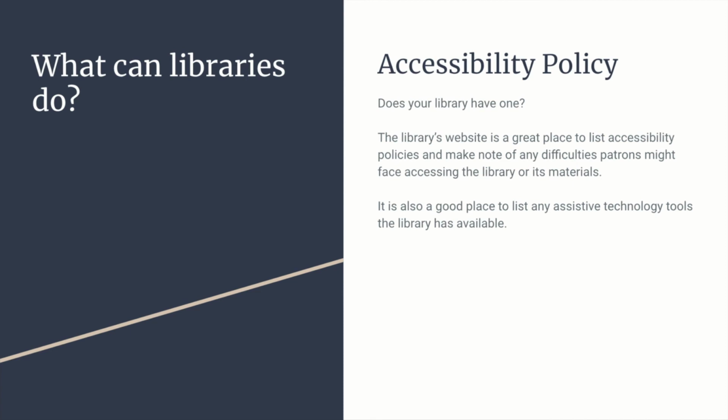The website is also a good place to list any assistive technology the library has access to. If there isn't any, list that too. The library can provide links to free resources that might help patrons with disabilities, such as the Microsoft Accessibility webpage I mentioned earlier, and make a note if there is staff who can assist with these things.